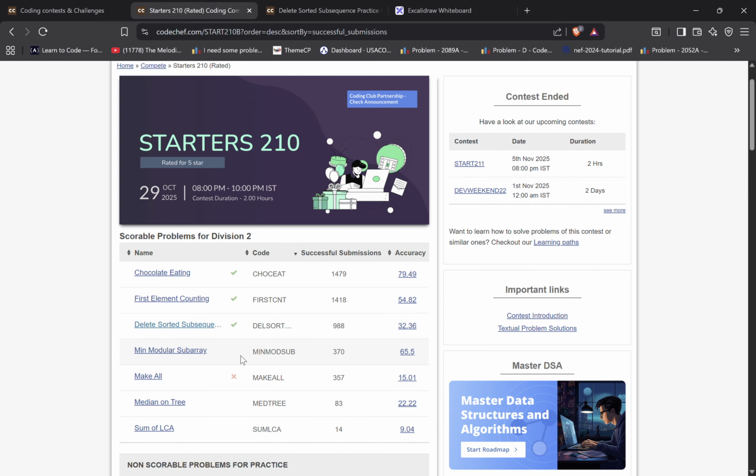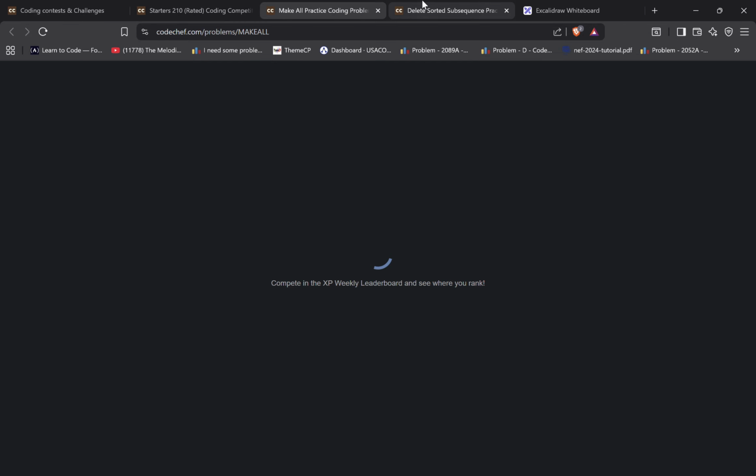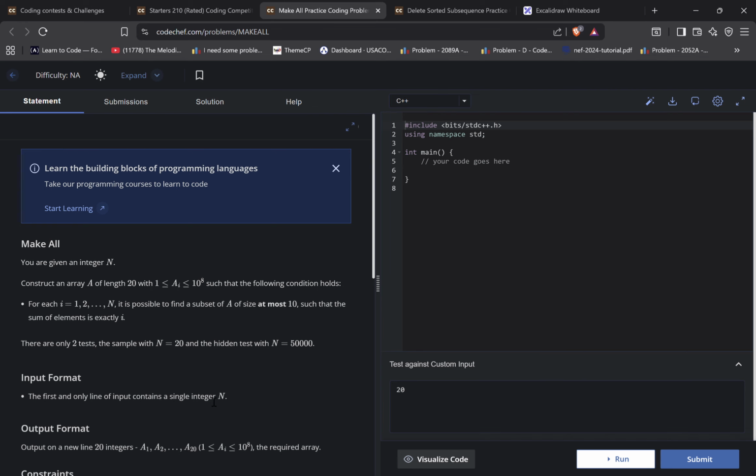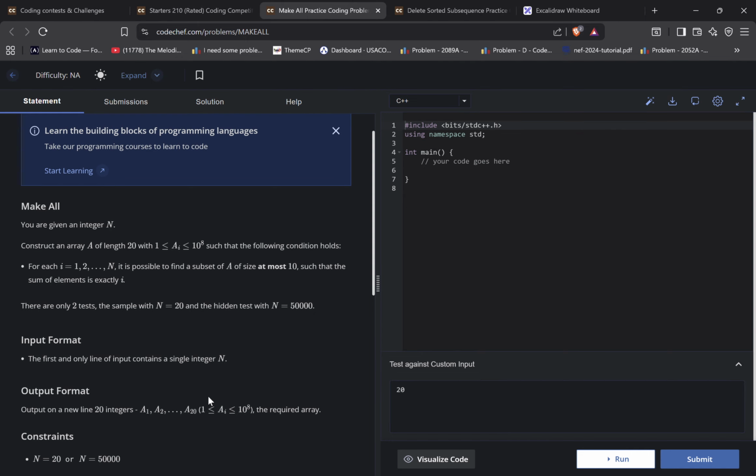And yeah, I haven't attempted the minimum modular subarray. I did not get the time to. I spent way too long on this question. I kind of wasted a lot of time. This seems easy. It is constructive mainly, but I haven't solved even this one yet.